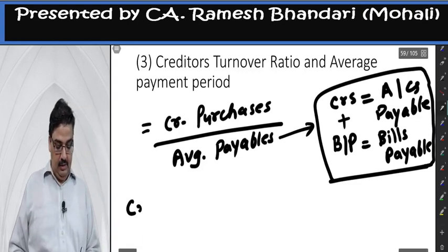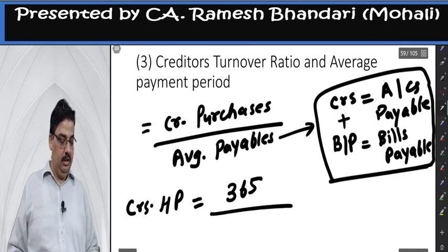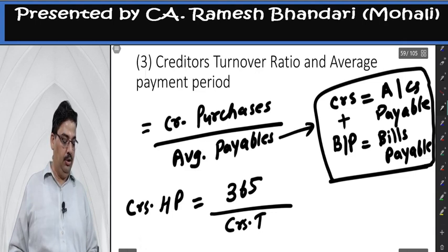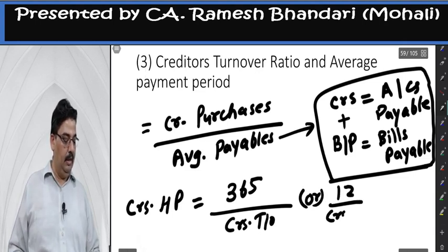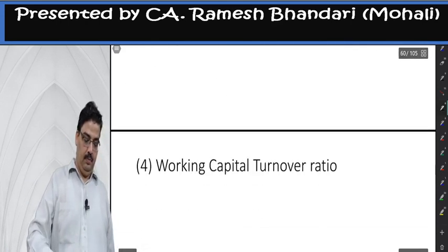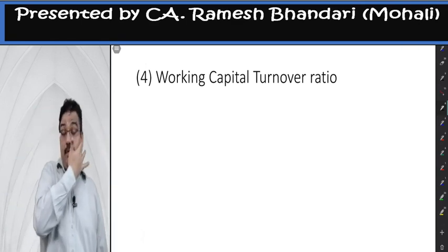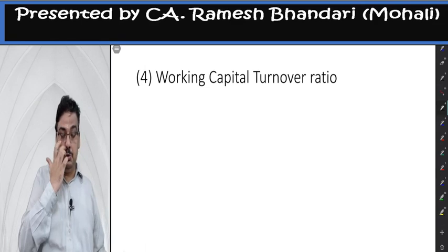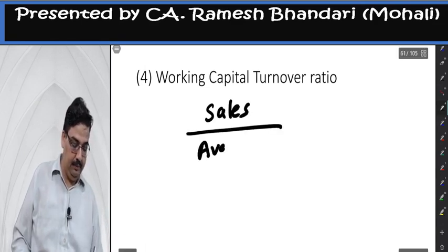Now creditors holding period, 365 divided by creditors turnover ratio, or 12 divided by creditors turnover ratio, or 52 divided by creditors turnover ratio. Working capital turnover ratio. Now these are some overall activity ratios. Sales divided by average working capital.